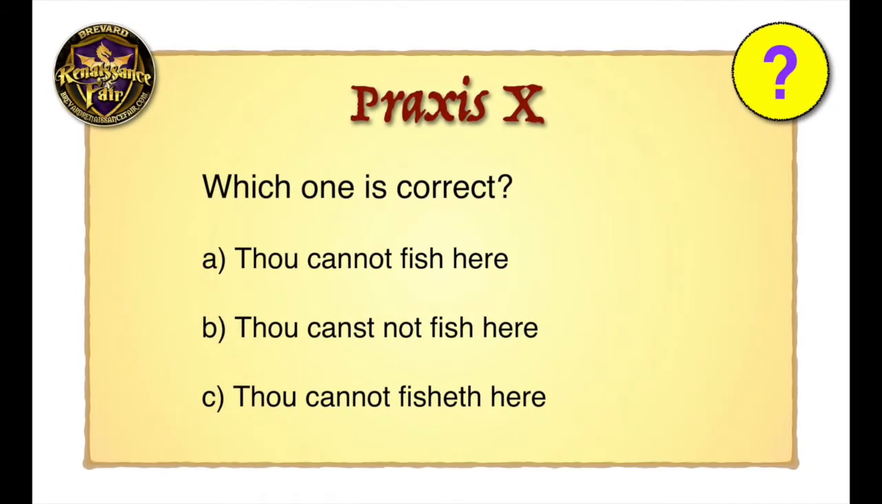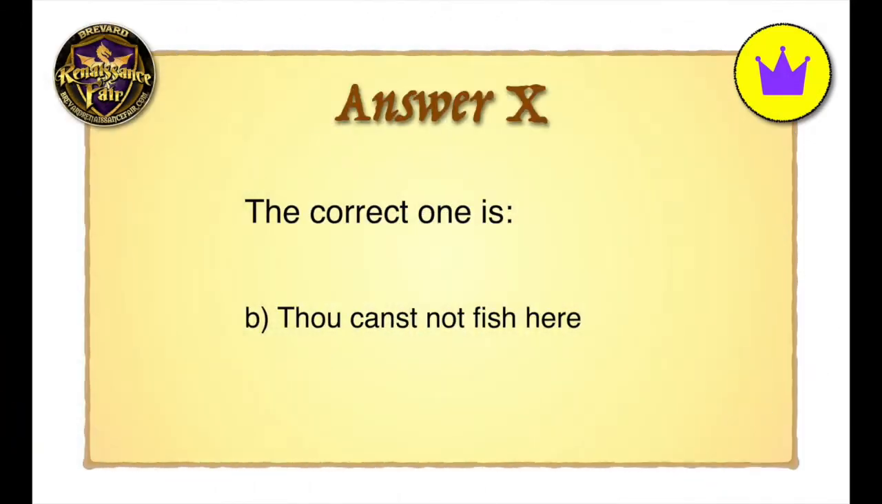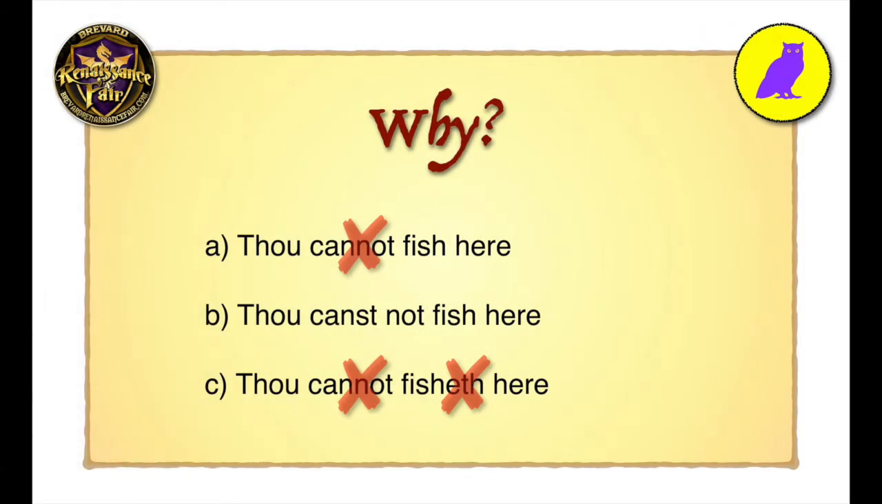Which one is correct? A. Thou cannot fish here. B. Thou canst not fish here. C. Thou cannot fisheth here. The correct answer is B. Thou canst not fish here. Why? Thou, second person, singular, conjugates ending in st. Remember, thou'st rhymes with joust. Thou canst not fish here.